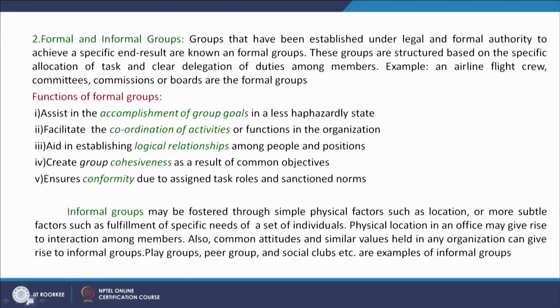So this is one kind of group which was classified by Cooley in terms of primary and secondary groups. The other is formal and informal groups. Now, groups that have been established under the legal and formal authority to achieve a specific end result are known as formal groups. That means groups are structured, and groups are formed by the instruction of higher authorities to meet a specific task. Then it is known as a formal group.